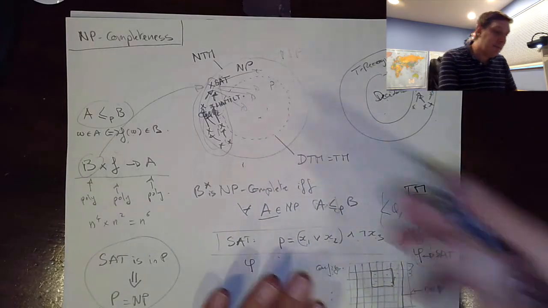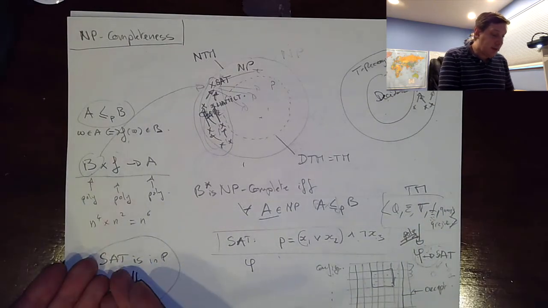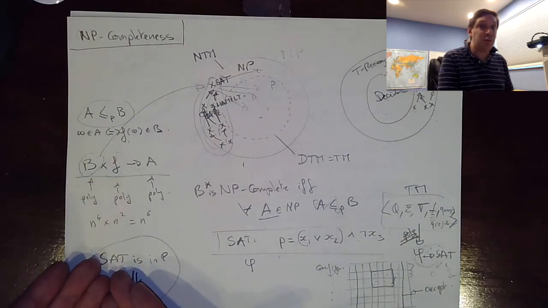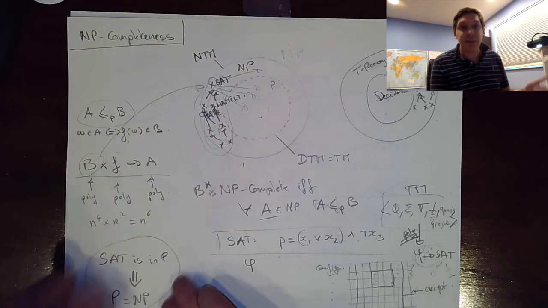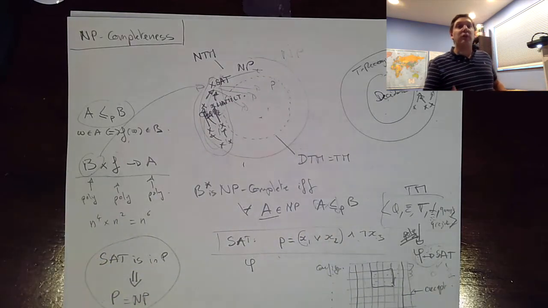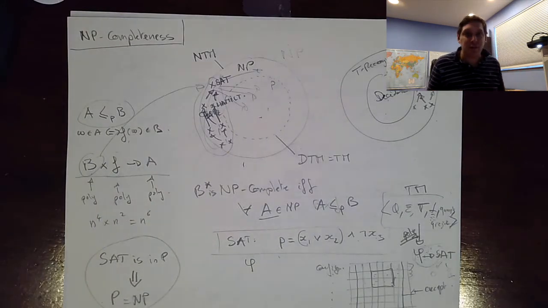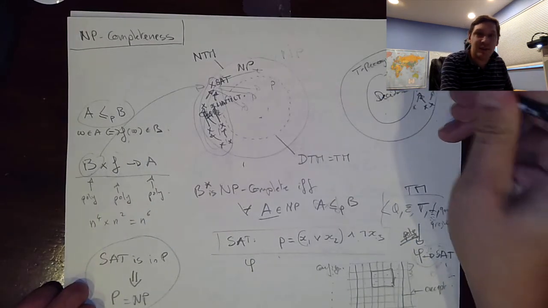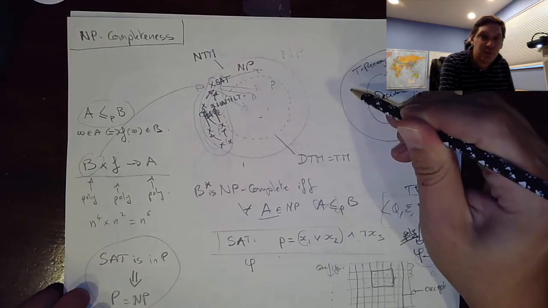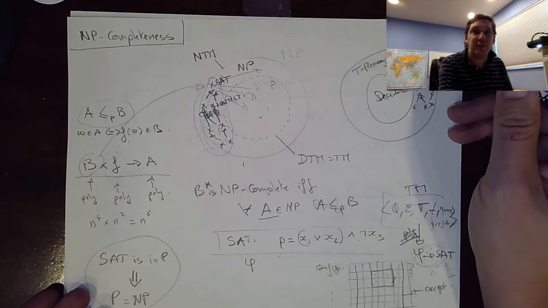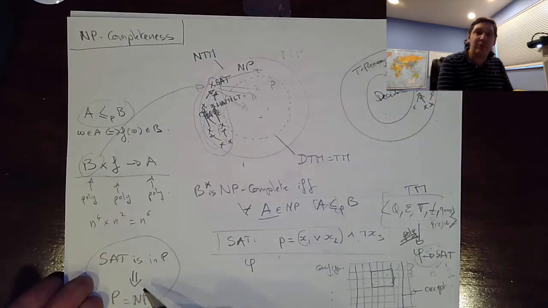Why? Because, to be honest, we still don't know if there is a polynomial algorithm to solve SAT, right? There might be. We don't think there is. But it's very hard to prove that there is none because we cannot try all algorithms. And that's actually an undecidable problem. Trying to discover all possible algorithms for a problem is undecidable. We cannot prove that.